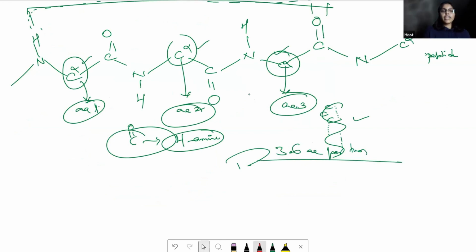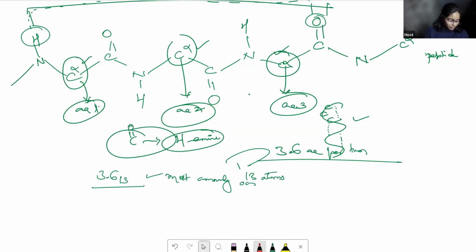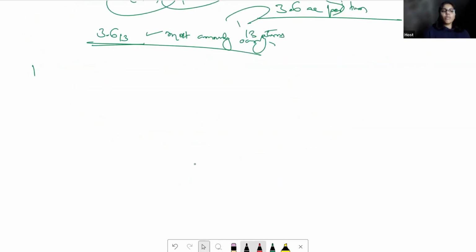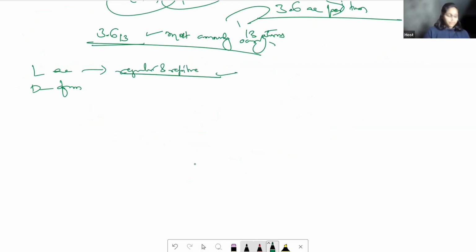From this H to this O, you have a total of 13 atoms. That's why alpha helix is written as 3.6 13, and this is the most commonly occurring form of alpha helix. And in a helix, all amino acids will be either L form or D form. They will not be different. That's why it will be regular and repetitive. Otherwise, it becomes irregular.